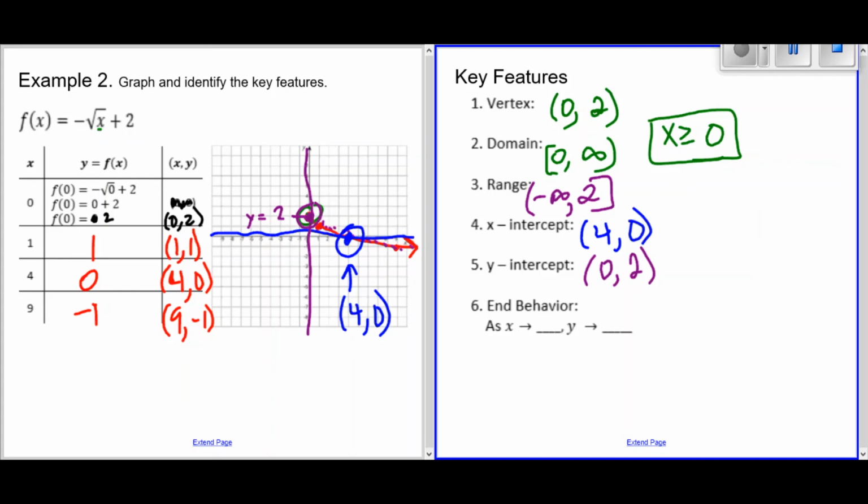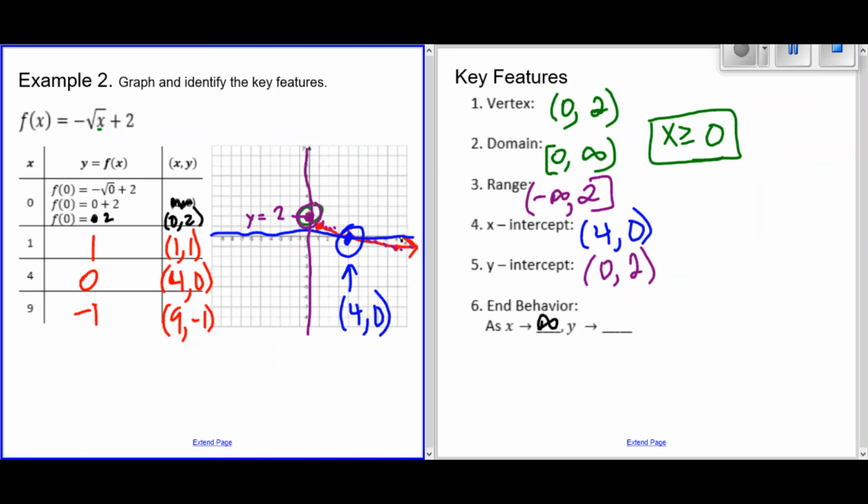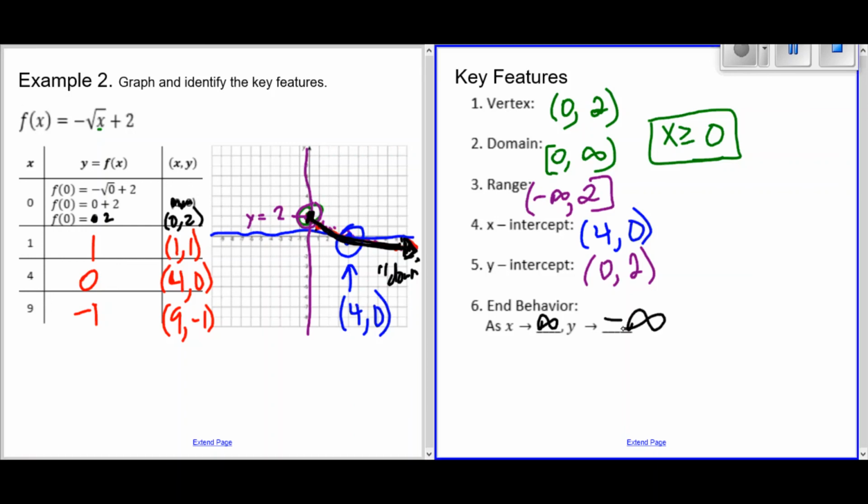And then end behavior. So as x approaches infinity, y approaches what? If we're looking at this arrow, you notice the graph is continually going down from the starting point. So since the graph is going down, that means this arrow is going down. Again, it's a little hard to tell, but this arrow would be going down because it's decreasing. Everything is below the vertex. So this would be going to negative infinity. So all my y values are getting smaller when I go to the right.